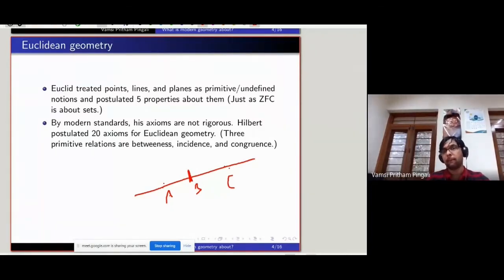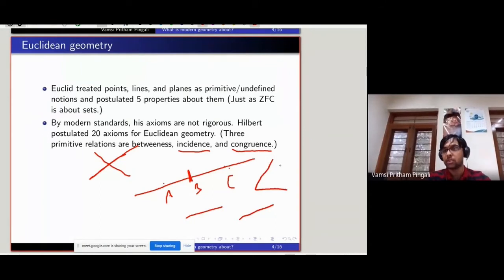Okay, so incidence, that is when 2 lines intersect, then they're said to be incident. And congruence, that is, when is it that one line segment is the same as another, or when is it that an angle, which is defined as a collection of 2 line segments, is the same as another angle. So these are primitive relations. They're not defined, but they're just assumed to be some relations that obey some postulates.